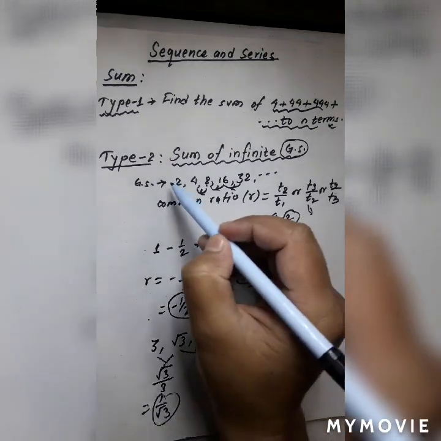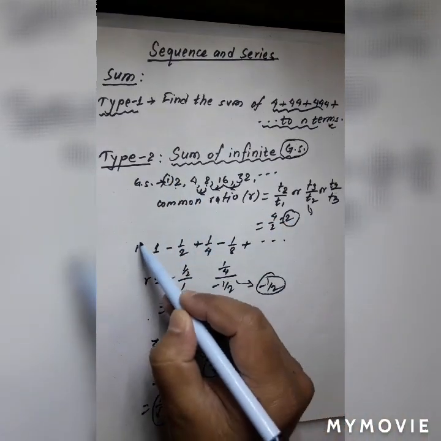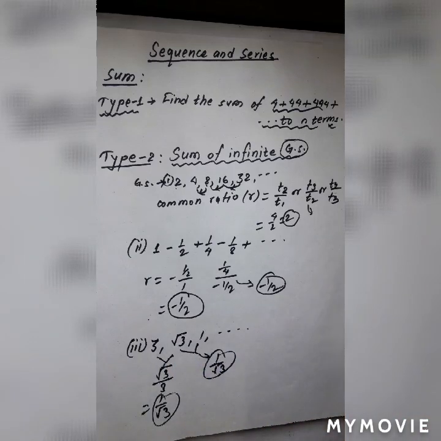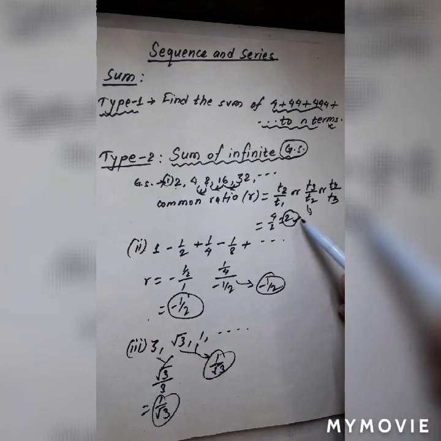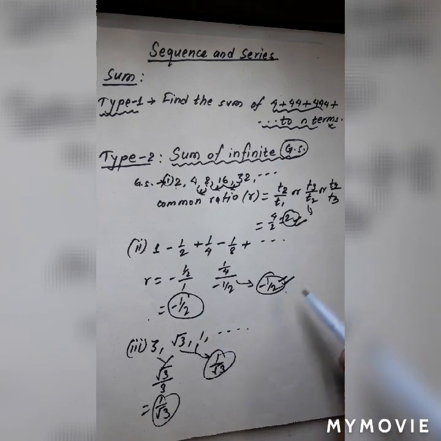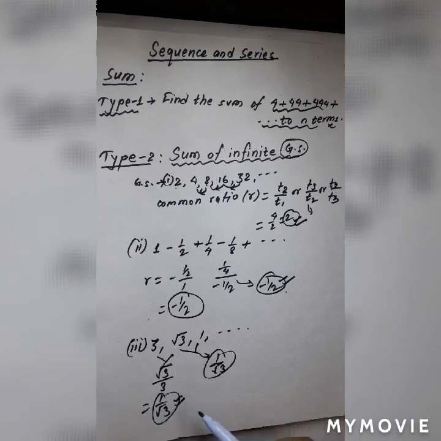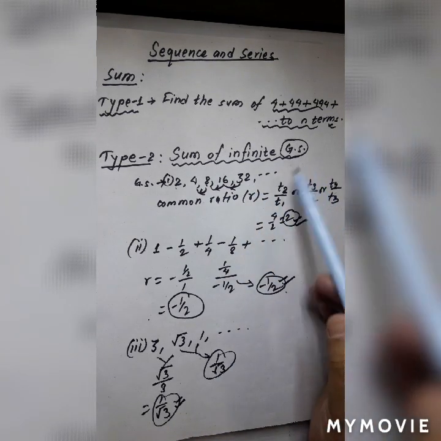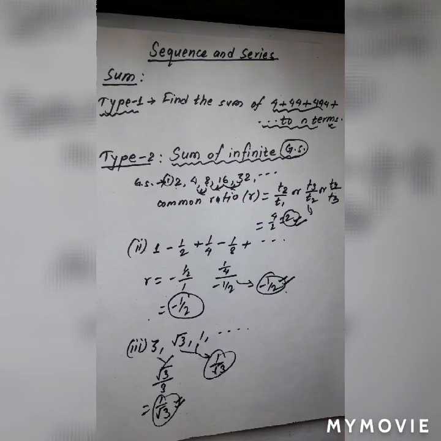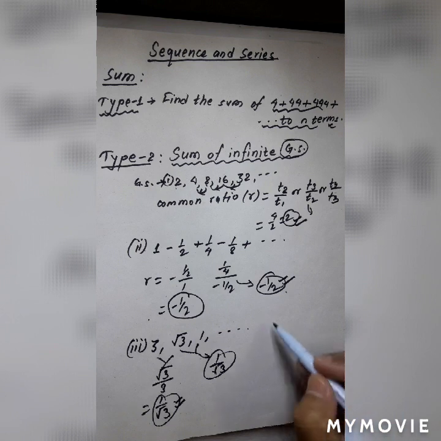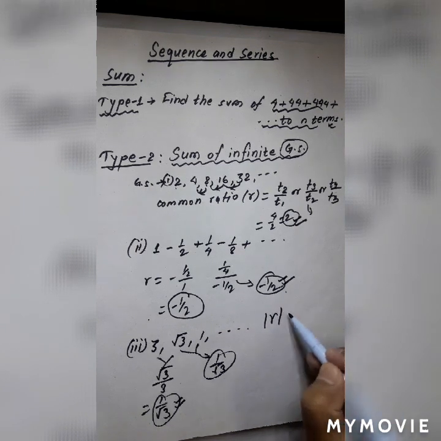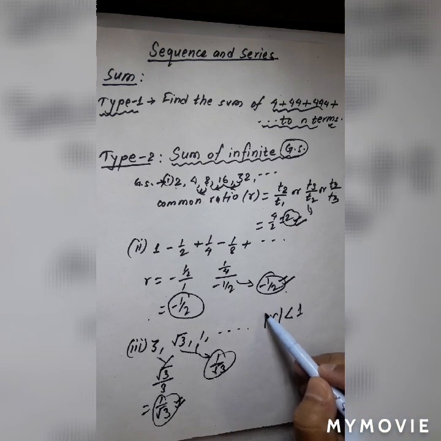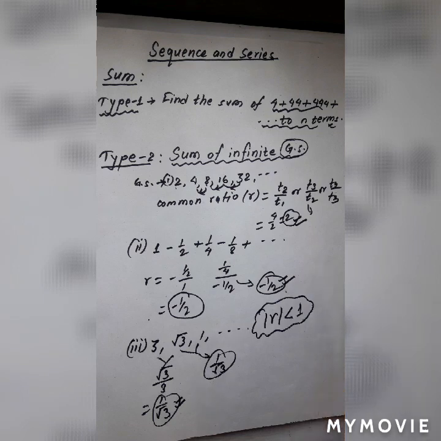So I took 3 examples. From these 3 examples, in the first example we got common ratio 2, in the second example common ratio minus 1 by 2, and in the third example 1 by root 3. These are all geometric sequences or series. If the absolute value of the common ratio is less than 1, then only we can find the sum of that series.